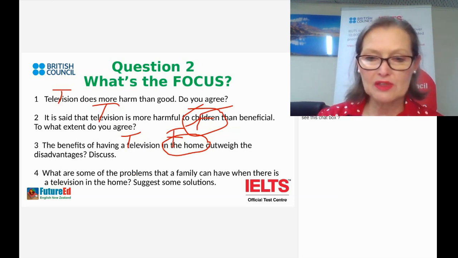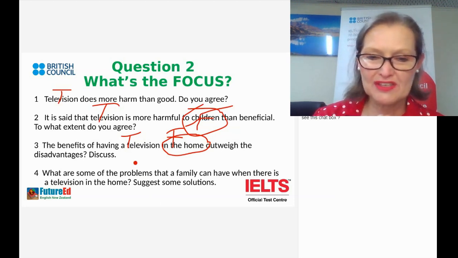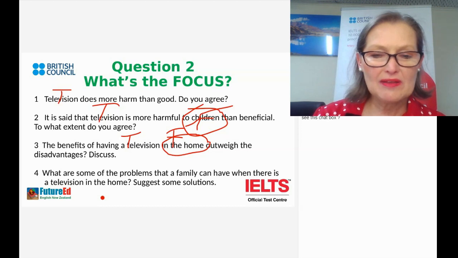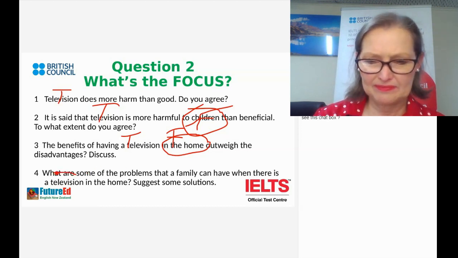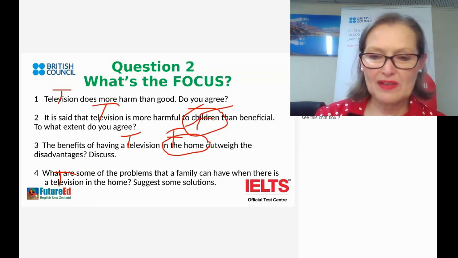My topic is still going to be television. And I'll just write my big F there. And my topic is still going to be television. What is the focus in question number 3? It's about the home, the disadvantages. It's talking about if we have a television at home, what are the disadvantages of the television? That's right.